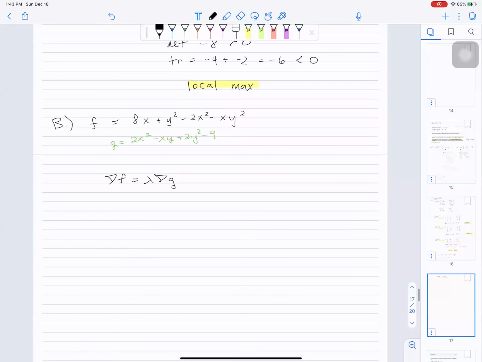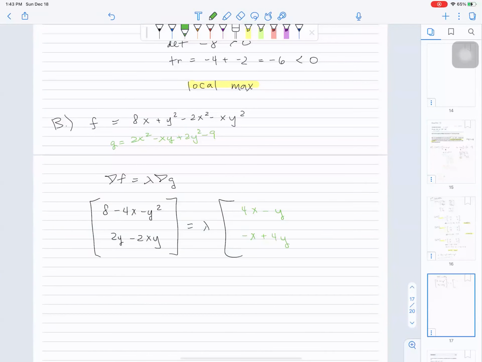So what is the gradient? Well, I have two inputs, so my gradient should be like a column with two terms. Partial with respect to x is first. That gives me 8 minus 4x minus y squared. Partial with respect to y is 2y minus 2xy. And I set it equal to lambda times the gradient of g. The partial with respect to x is 4x minus y. Partial with respect to y is negative x plus 4y.